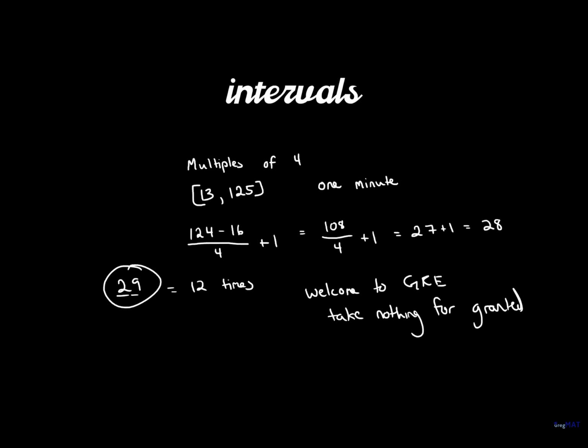Okay, so 124 is a multiple that's less than 125. 16 is the next multiple, because 12 would be outside the range. 124 minus 16 is 108, divided by 4. It looks like it makes sense. 4 times 25 is 100, and I need 2 more 4s, so that would be 27. 27 plus 1 is 28. It checks out. So be very, very careful, everybody.